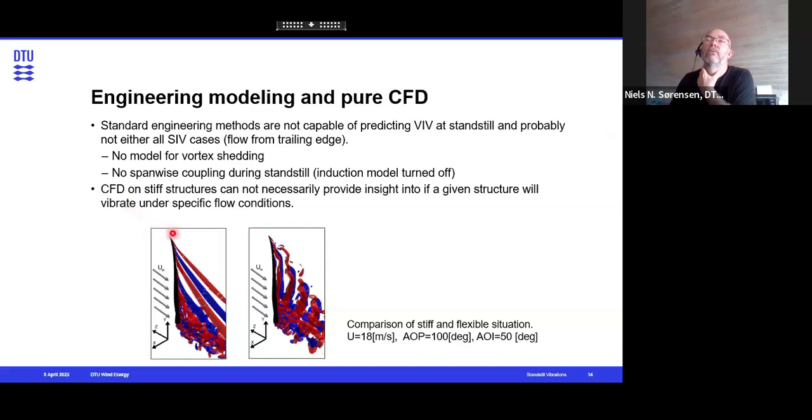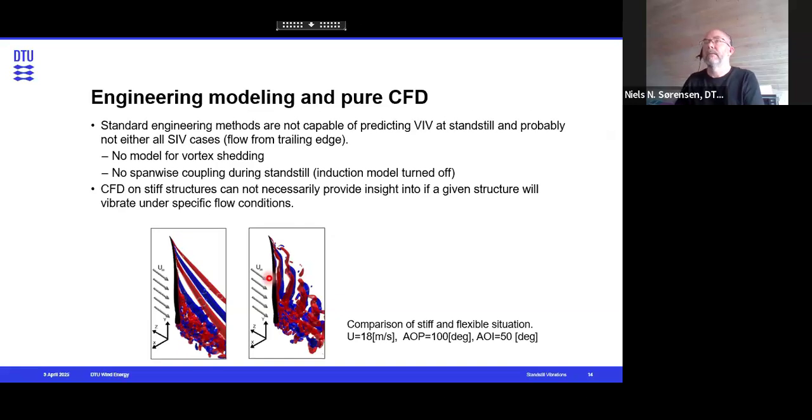And we can see if we run a fixed blade, you will see nice trailed vorticity, but no shedding from the tip of the blade. As soon as we allow it to be elastic, it starts to vibrate and you see a nice shedding pattern behind it. So in many situations, CFD and stiff structures won't tell you much about what is going on in these vibrating cases.